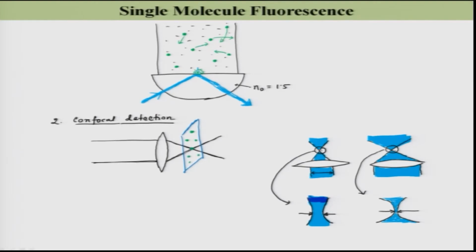So, you can create a tiny spot. That tiny spot depends on many things, basically the numerical aperture of this focusing lens, and you will get a very tiny spot. But you cannot apply this to the solution, because in solution, let me draw another setup for you for the solution case.